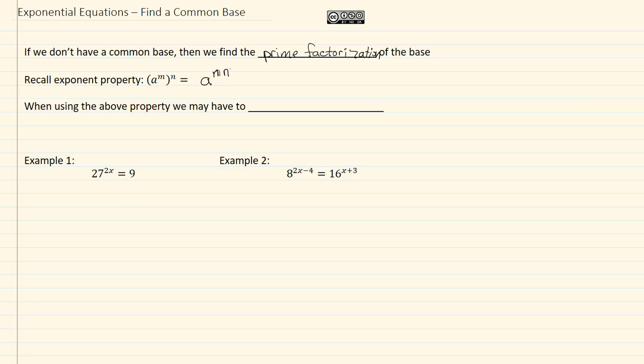When using the above property, we may have to distribute, meaning that if we have a binomial in our exponent, we may just need to be distributing it to that binomial. Okay, let's take a look at our first example.